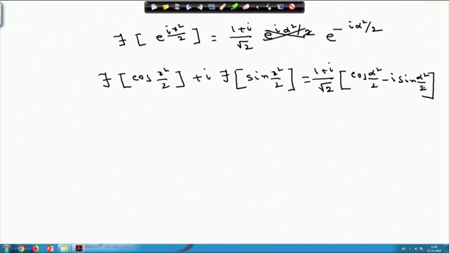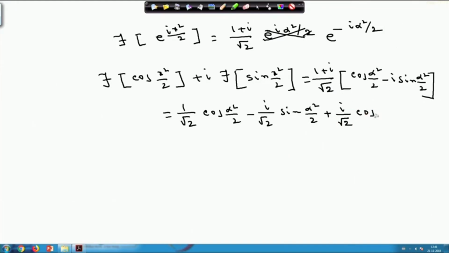So, if you take the real and imaginary part, if I break it into two things, it will be 1 by root 2 into cos of alpha square by 2 minus i by root 2 into sin of alpha square by 2 plus i by root 2, next term will come i by root 2 into cos of alpha square by 2 minus, this will remain plus i square. So, it will be plus 1 by root 2 into sin of alpha square by 2.